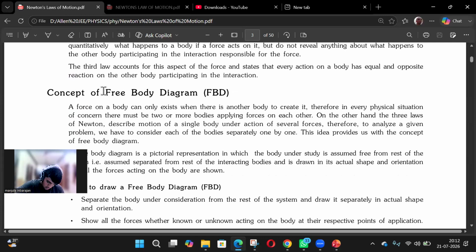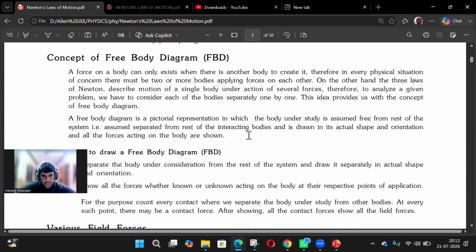Did we discuss free body diagram? Yeah, free body diagram. That's one thing. What is a free body diagram? A body in free fall, like with air resistance and all.